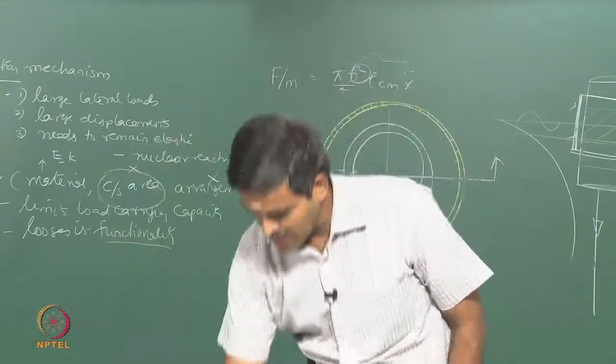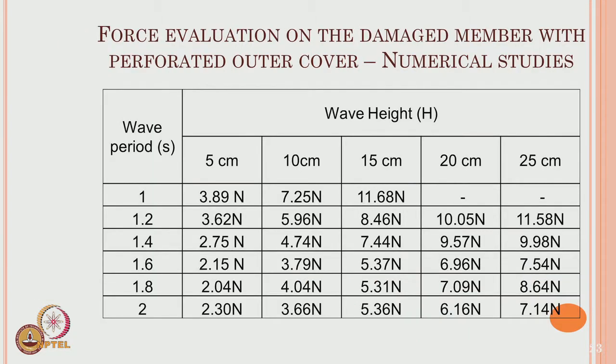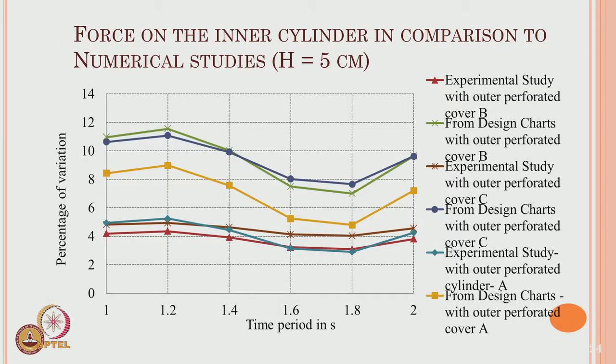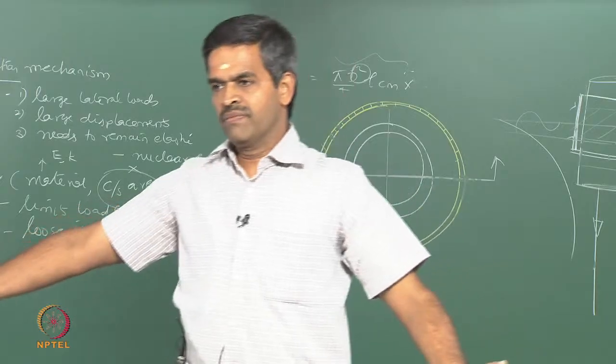It has been done on the same cases with 6, 10 and 16, which I showed you at the beginning. Forces have been plotted, and they agree clearly. If you take this value here, the experimental study with the outer perforated cover plotted from design charts, they closely match. Now, when you compare the values plotted from the design charts and the experiments, in certain cases they have differences, in certain cases they have lower differences. So, they do not agree for the entire range of the time period.